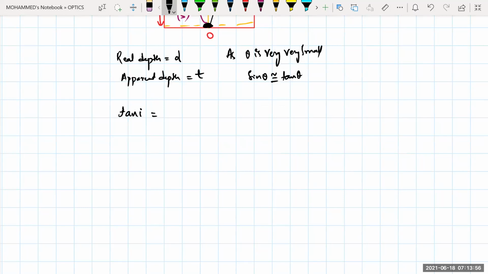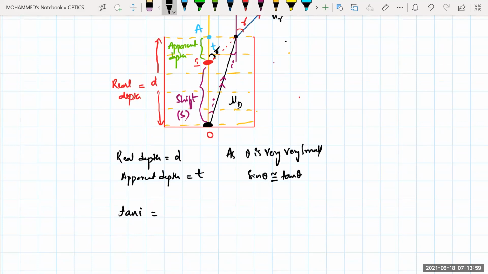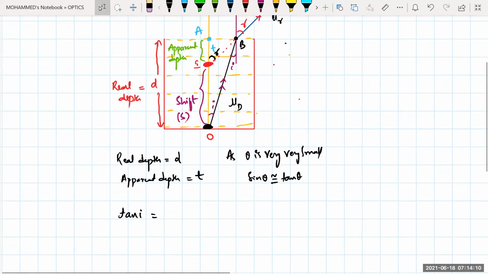Tan I is equal to how much? Which side by which side? This is point A, I'm taking this as point B, and this one is O. From the triangle AOB, tan I is opposite by adjacent, vertical by horizontal. Sine theta and tan theta are the same when theta is small. So it will be AB divided by AO.